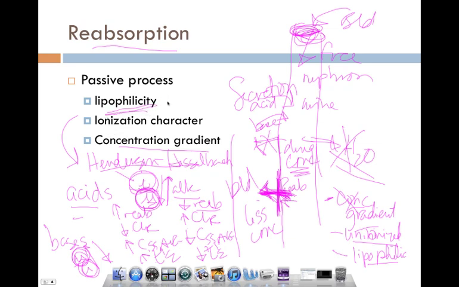Lipophilicity is probably not going to change at all. It's a property of the drug, and that we look at the octanol to water ratio, and that gives us an idea of if it's more lipid loving or more water loving.